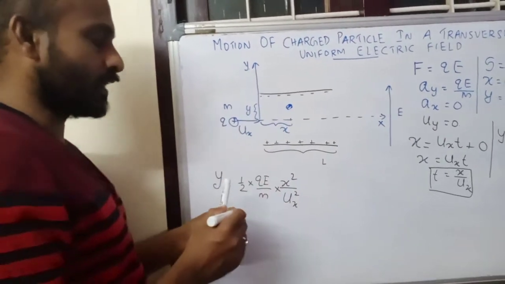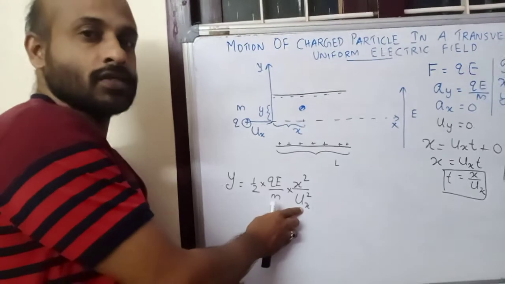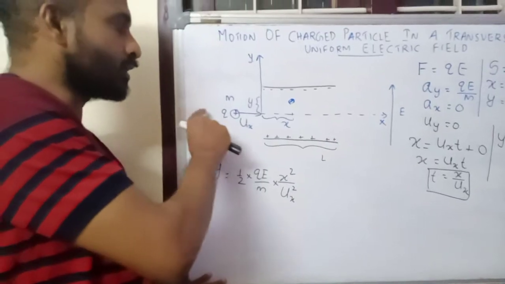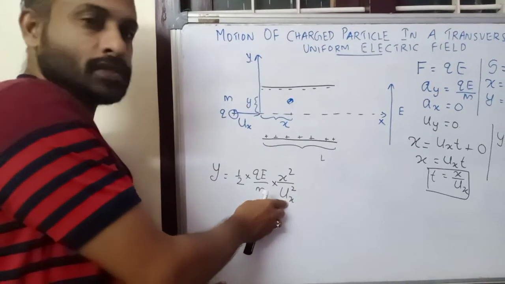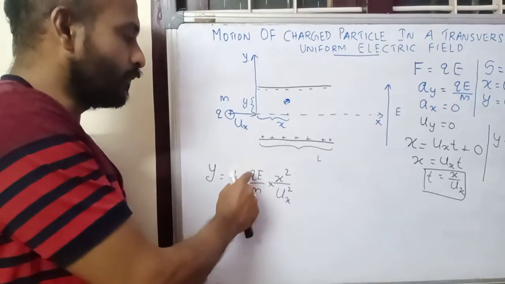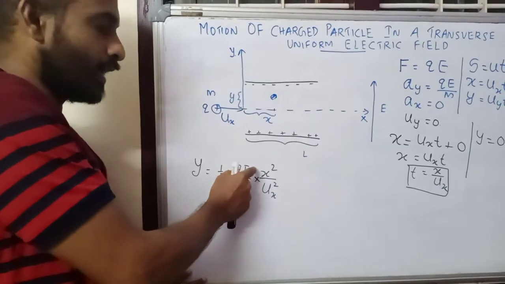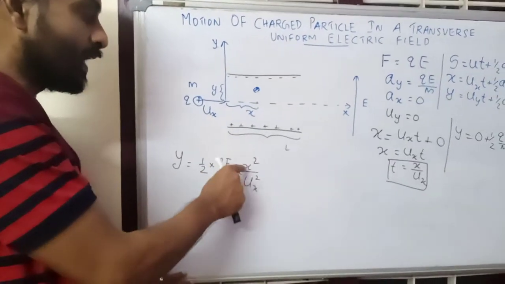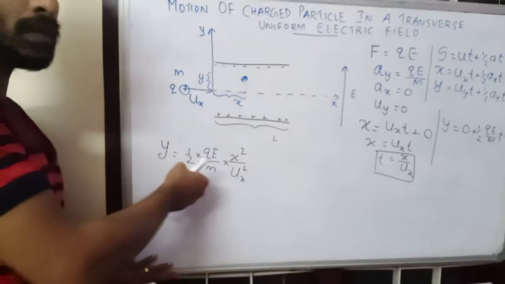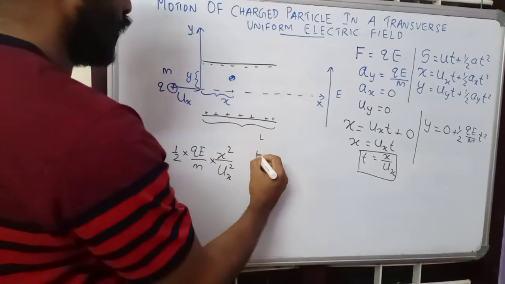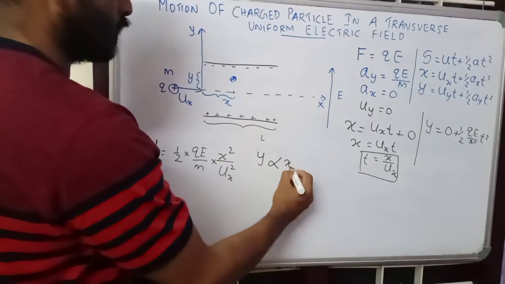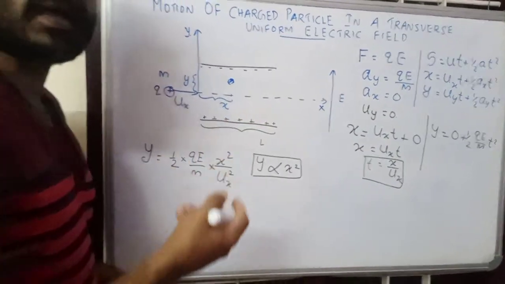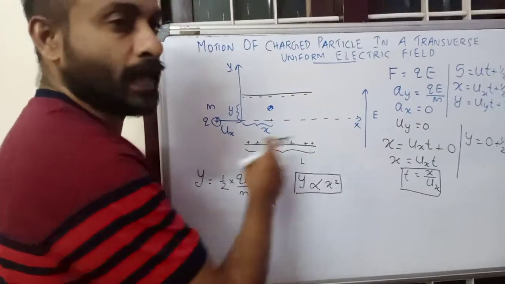Now in this equation you can see that the initial x component of velocity is a constant value. For a particular particle, this velocity is constant. So ux square is constant. Charge of the particle, electric field and mass of the particle are constant. So except x square, all other terms are constant. So we can write y proportional to x square. This is the general equation for a parabola that you have learned in maths.